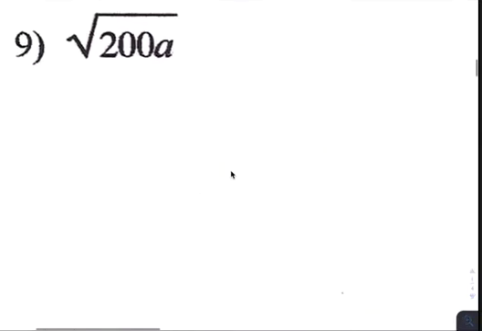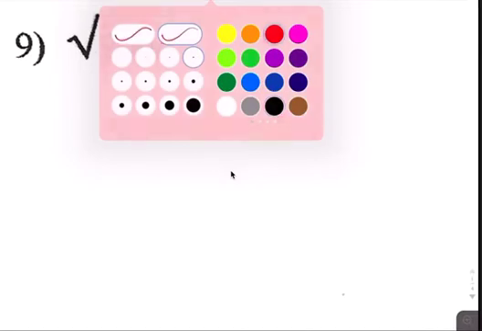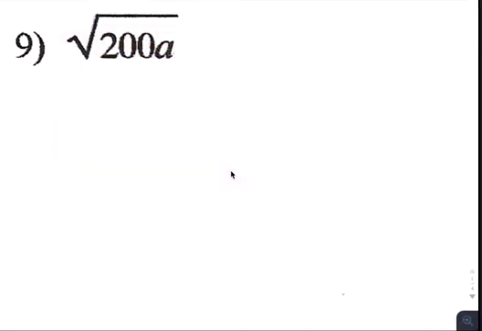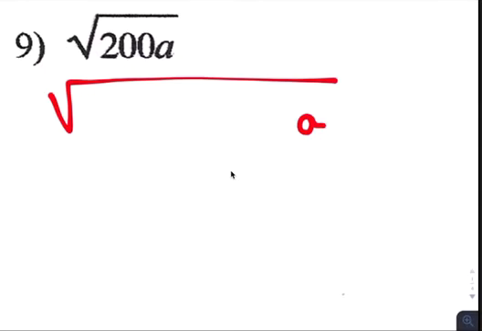Number 9. Oh, 200's a big one. Well, basically, it's A, right? So you got the A. 200 is 2 times 100. Okay, and 100 is 10 times 10.